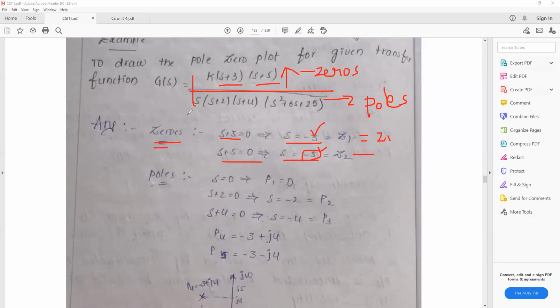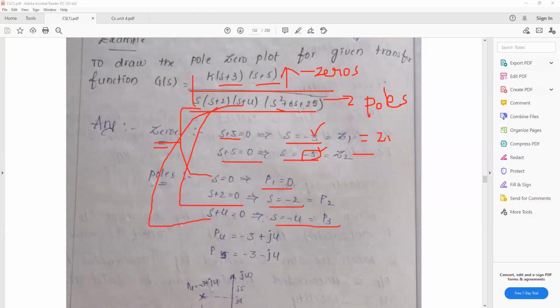Now calculating the poles. S is equal to 0, first pole, p1 is equal to 0. S plus 2 is equal to 0, s is equal to minus 2, second pole. S plus 4 is equal to 0, s is equal to minus 4, third pole.